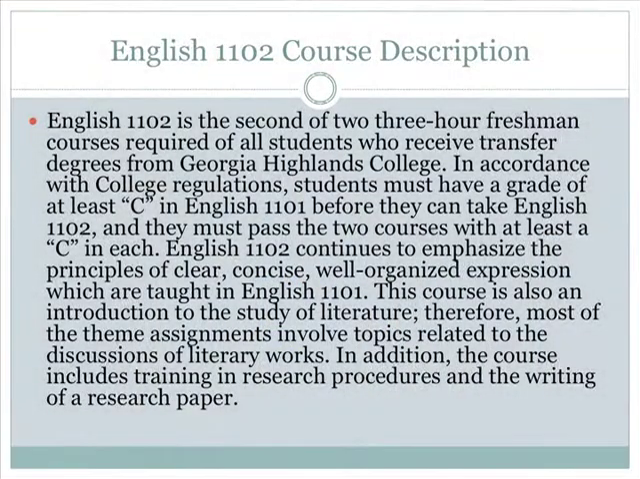Let me talk to you a little bit about the course itself, English 1102. And the course description is on this PowerPoint. It's also on the syllabus. But basically, English 1102 is the second of two 3-hour freshman courses that falls into Area A in the core curriculum. And a couple of things to note about English 1102 is that you must have made at least a C in English 1101 before you can continue into 1102. And you must pass both of those courses with at least a C before you can move on to the literatures, or they won't transfer if you don't have a C in each one.